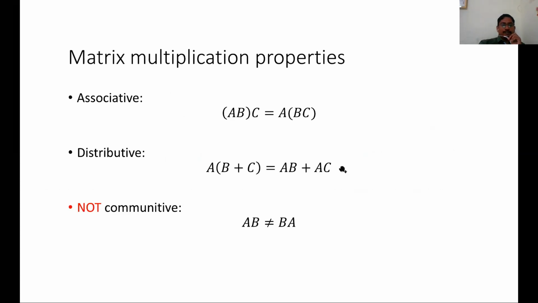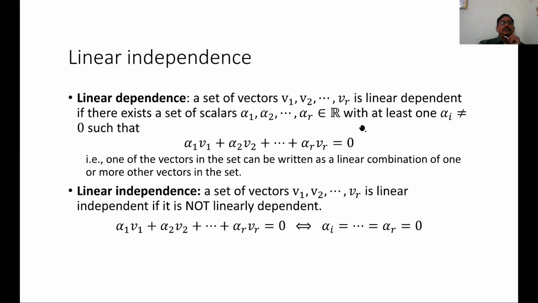And the matrix multiplication properties. Matrix multiplication is associative, it is distributive, but it is not commutative, as everybody knows. Linear dependence is also something everybody knows. If there are R number of vectors, they are said to be linearly dependent if there exist scalars, not all zero, whose linear combination becomes zero; then one of the vectors can be written as a linear combination of the others. But if it is zero if and only if all scalars are zero, then it is called linearly independent.